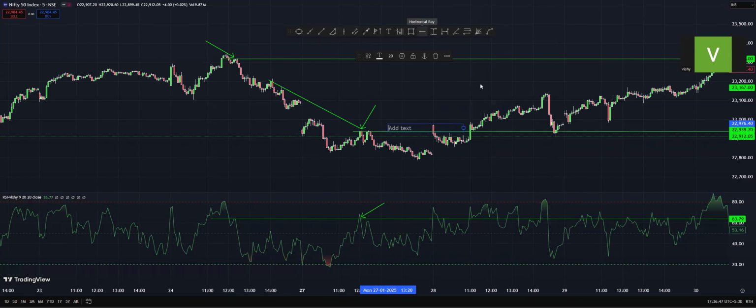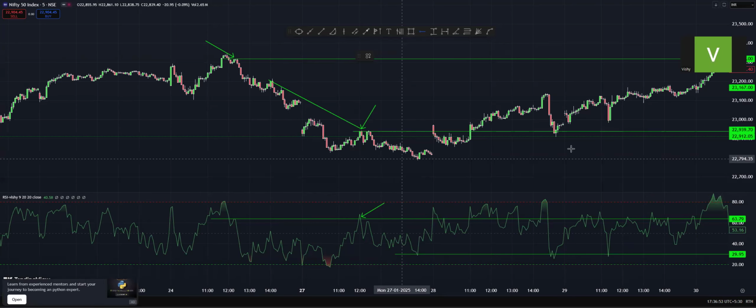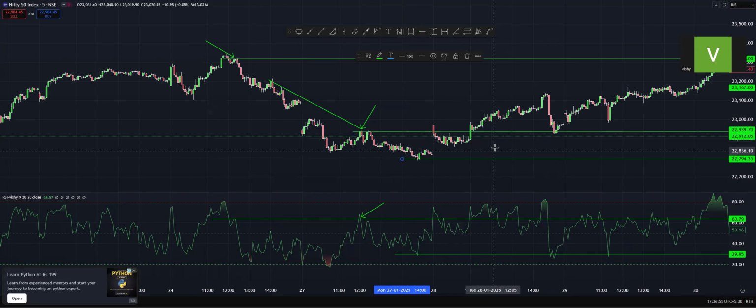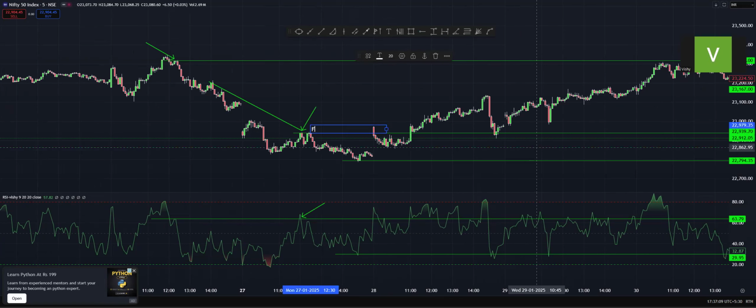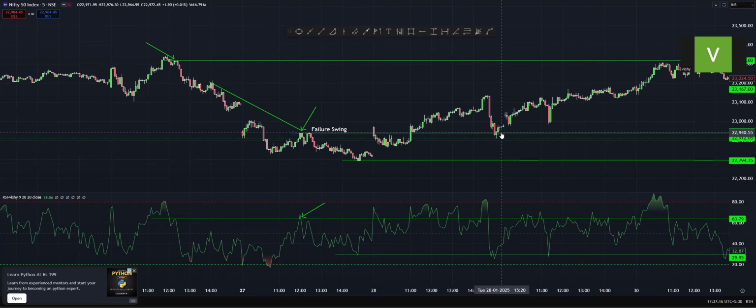Now let's start drawing the reference levels on the lower highs, lower lows. Here. Now you can see when RSI came here, price, where was it? So this was the reference level, right? And it is also above the swing level. So we call it a failure swing, right? And it went up. From here, it again went up.